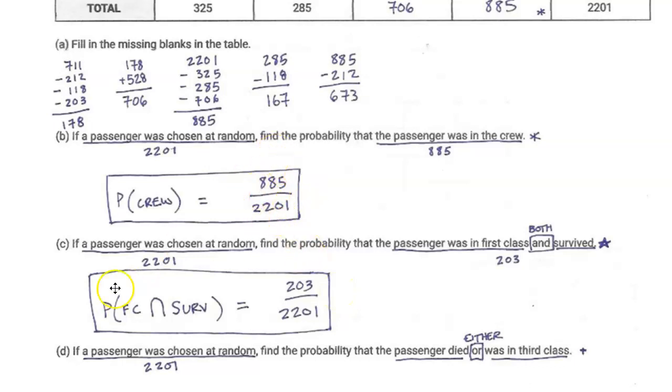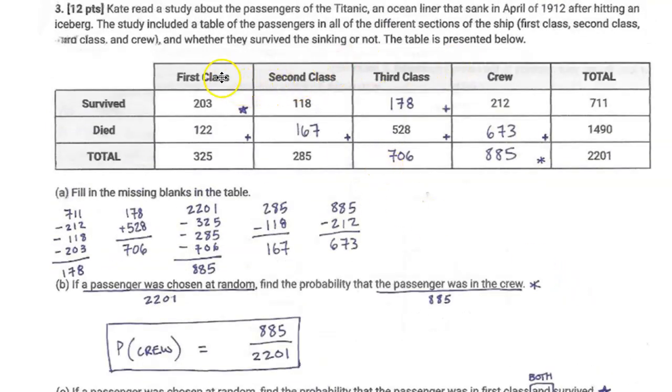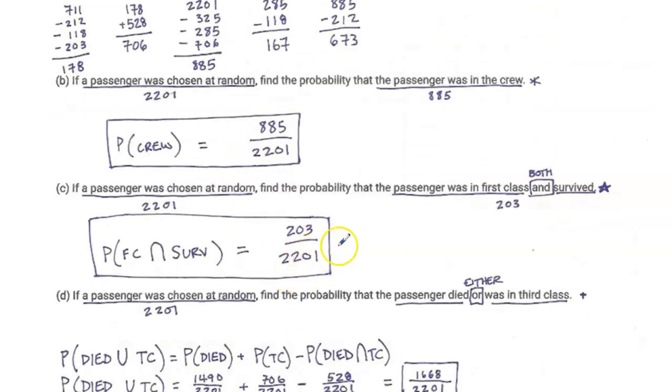So you don't have to simplify, just leave it as is. If a passenger is chosen at random, same thing, we're choosing from the 2,201. The probability that they were in first class and they survived. Okay, well, the people that were in first class, that's all of these people. The people that survived, that's all of these people. We're only looking for the folks that were in first class and survived. So that is 203 divided by 2,201.